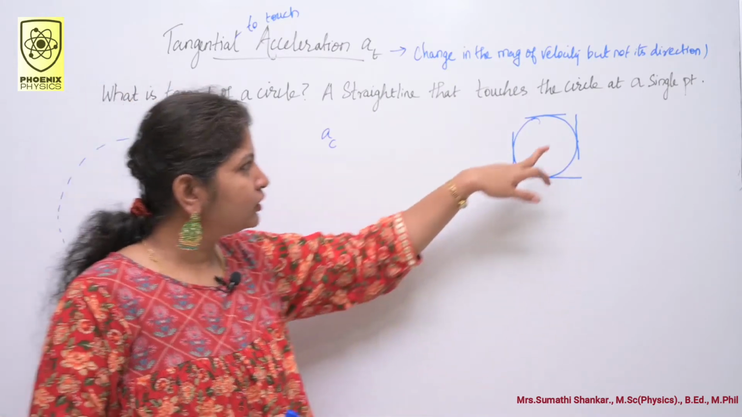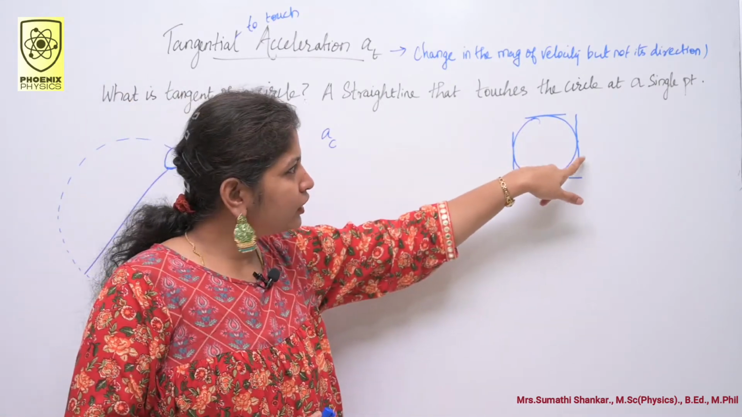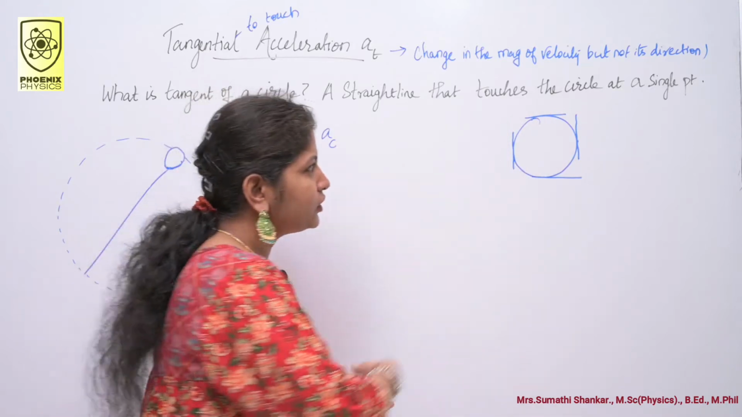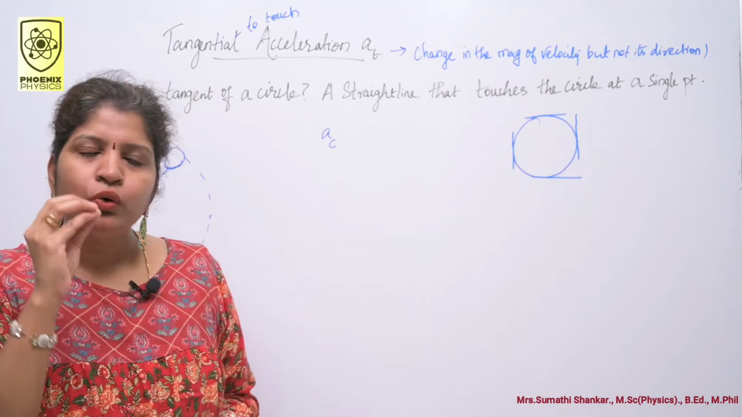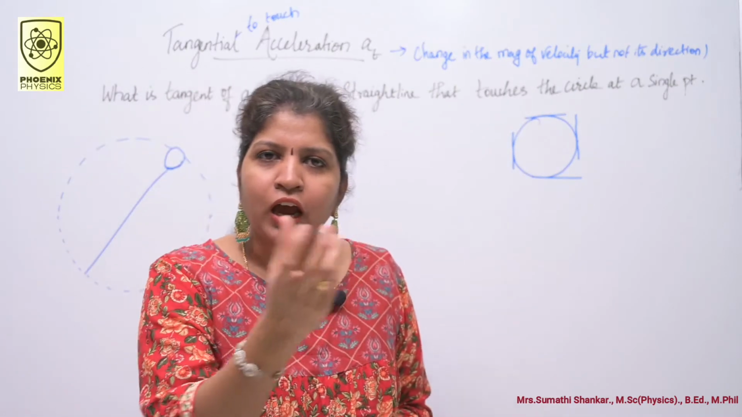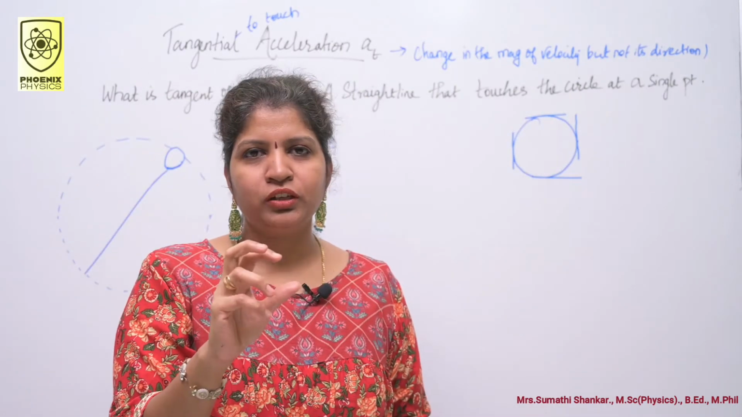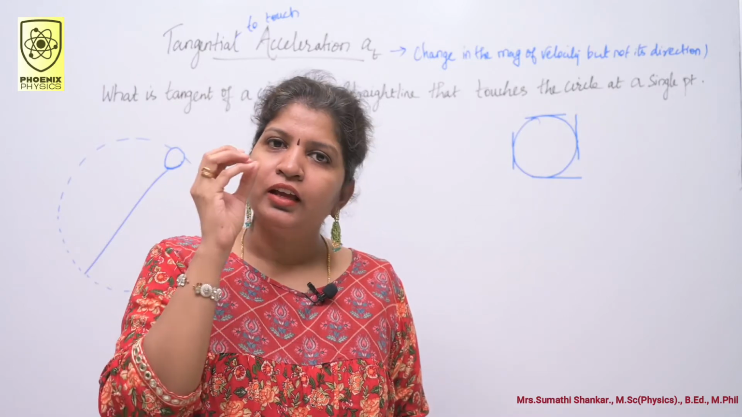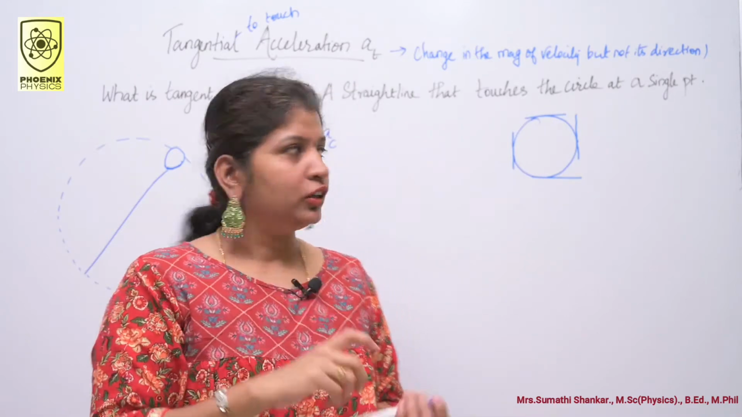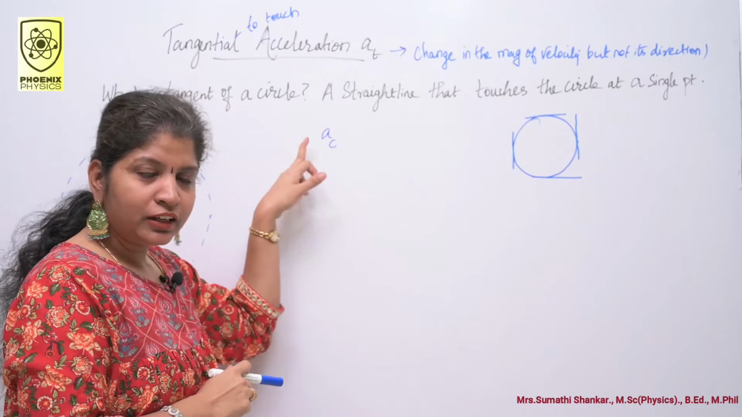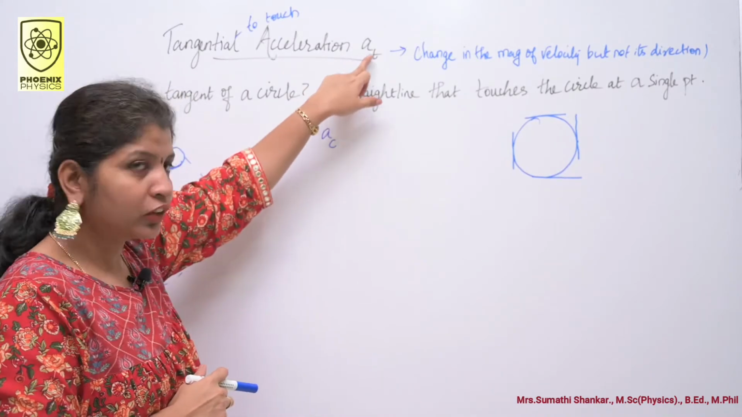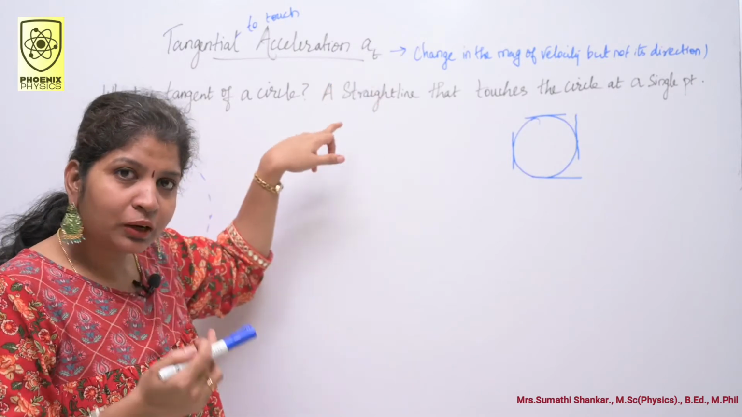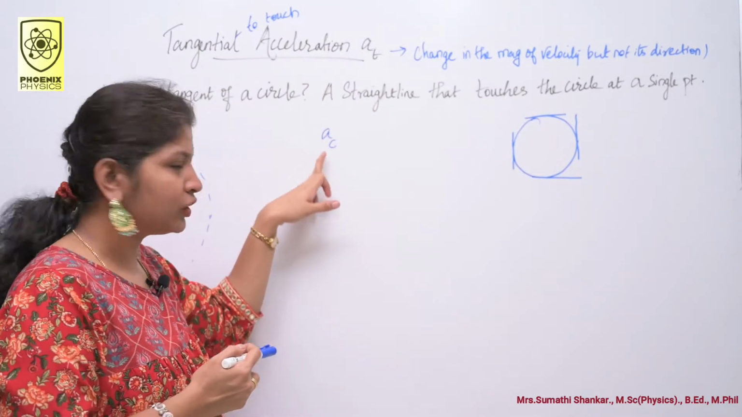For example, this is my circle. Here these are all tangent lines. This line touches the circle at this point. You know that an object undergoing circular motion experiences centripetal acceleration. It is denoted by the letter a suffix c. If it is tangential acceleration, it is a suffix t. If it is centripetal acceleration, it is a suffix c.